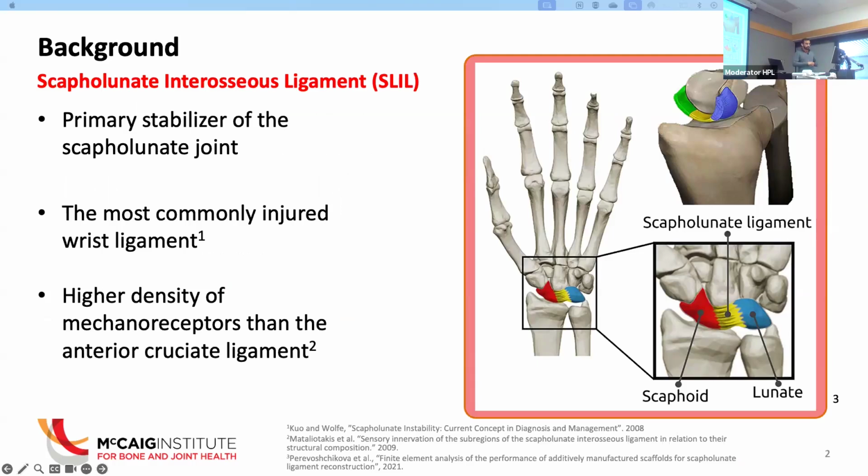Similar to how the ACL is considered the primary stabilizer of the knee, the scapholunate interosseous ligament is considered the primary stabilizer of the wrist and the scapholunate joint, as it provides stability in response to mechanical stimuli and during wrist motion. It's the most commonly injured wrist ligament, often resulting from a fall on an outstretched hand with a large amount of stress placed on the wrist.